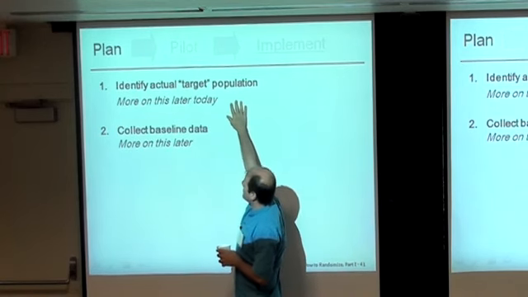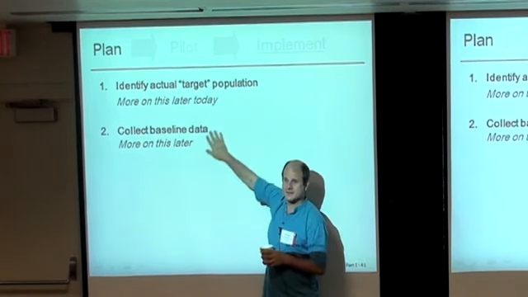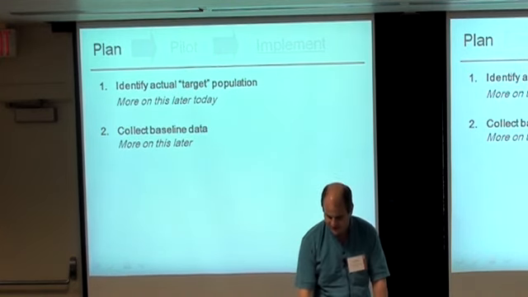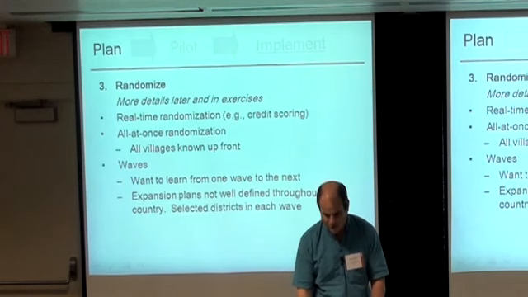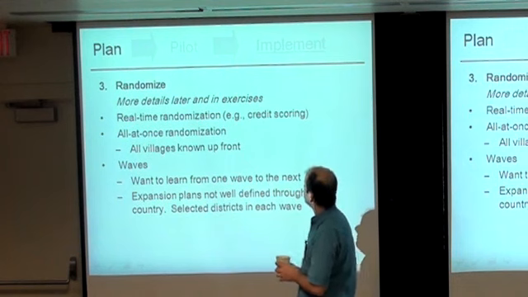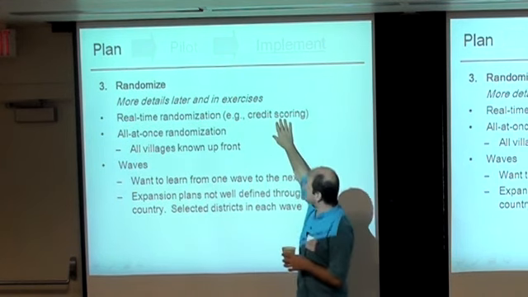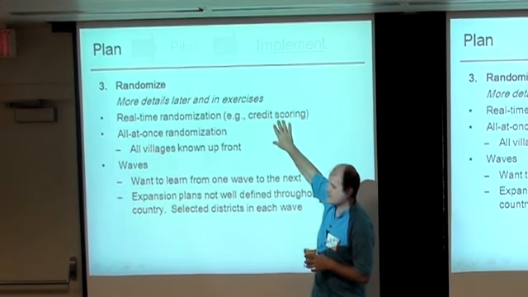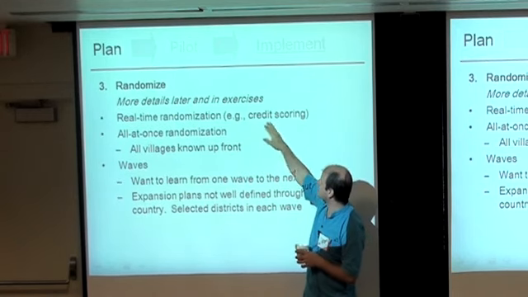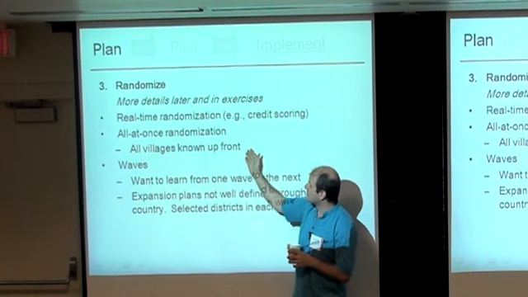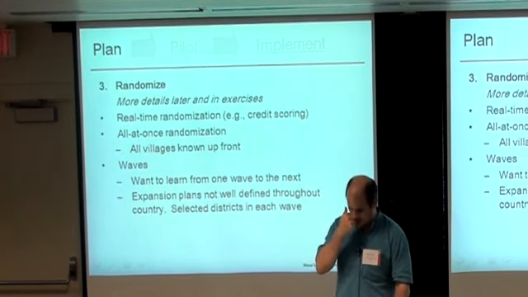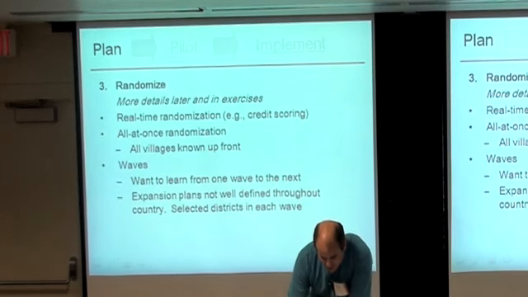Identifying the actual target population is going to be covered later in the day, in the second lecture, and collecting the baseline data will be discussed later on. And when we do it, we usually do it, but not always. The actual randomization, there's various ways, various times and points in which we do it. This is what we were talking about at the beginning of the class. Real-time randomization, like the credit scoring, all at once, villages known up front, and you randomize them in or not to a program.